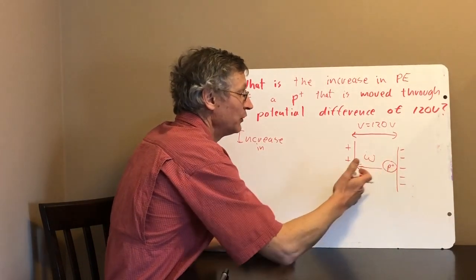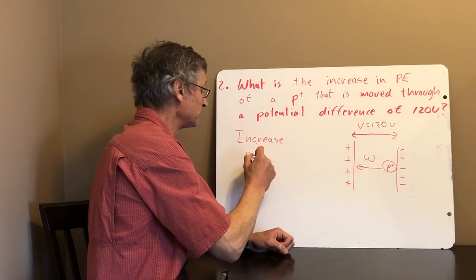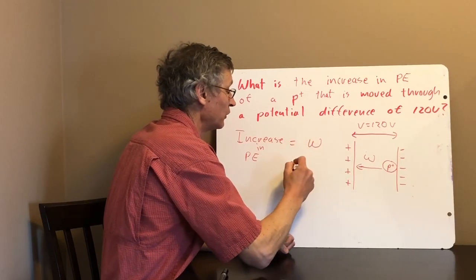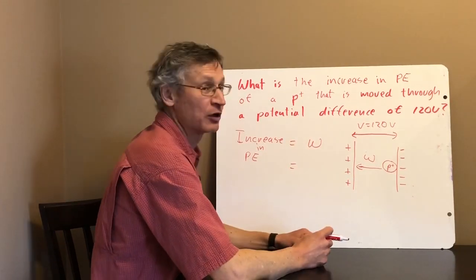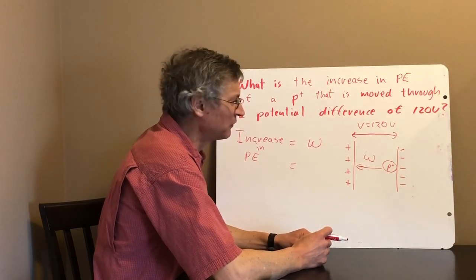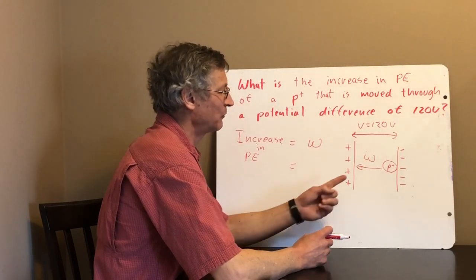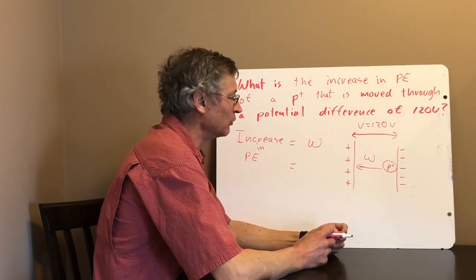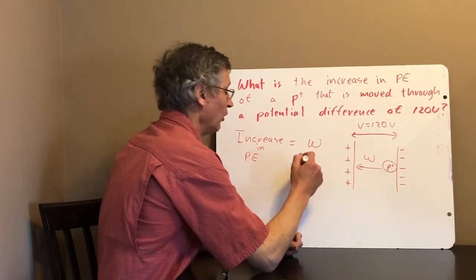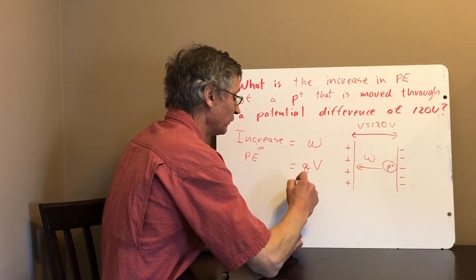Things in an electric field, same deal. The increase in potential energy is going to be equal to the work done. How do you figure out work in this situation? Work equals force times distance. That's not going to get you very far. That's pretty hard to deal with. Don't know the distance, don't know the force. How about this though? The work is going to be equal to the charge times the potential difference.